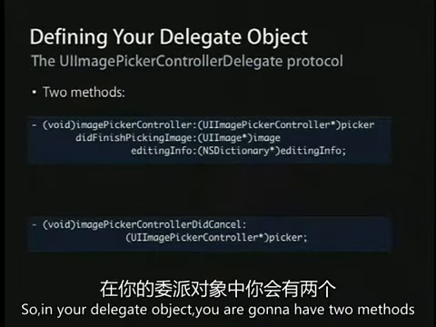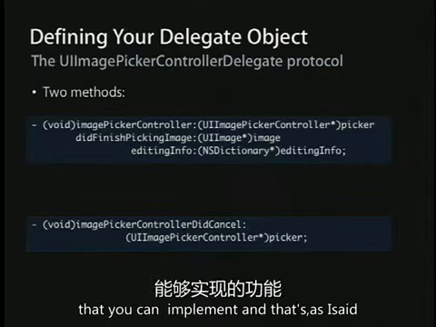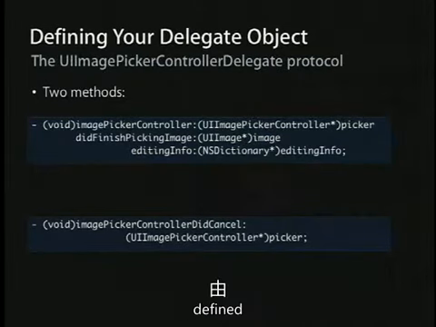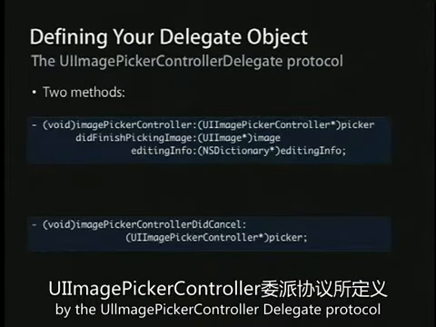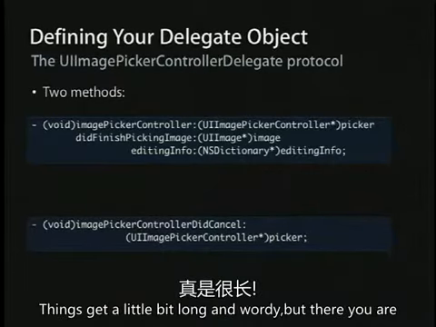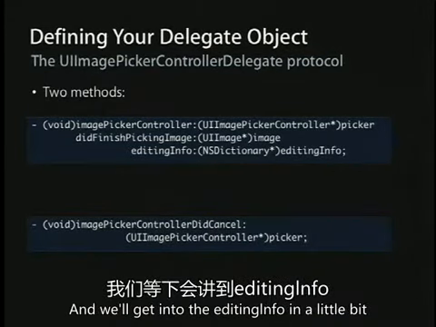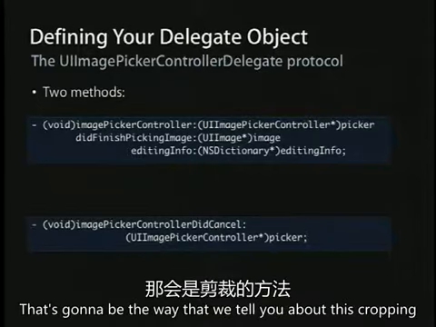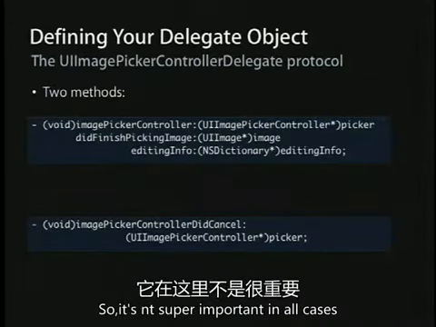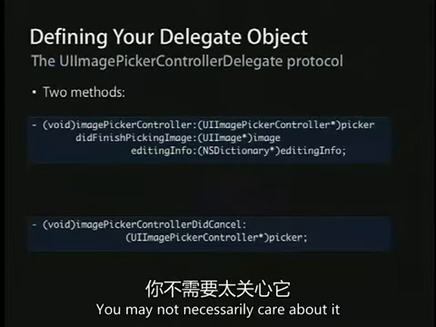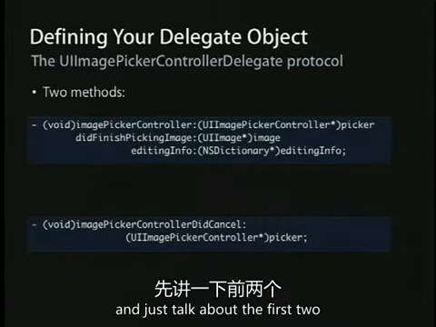All right, so in your delegate object, you're going to have two methods that you can implement. And that's, as I said, defined by the UIImagePickerControllerDelegate protocol. Things get a little bit long and wordy, but there you are. So you've got the imagePickerController:didFinishPickingImage:editingInfo: method. And we'll get into the editing info in a little bit. That's going to be the way that we tell you about this cropping. So it's not super important in all cases. You may not necessarily care about it. So we'll skip that for a second and just talk about the first two.